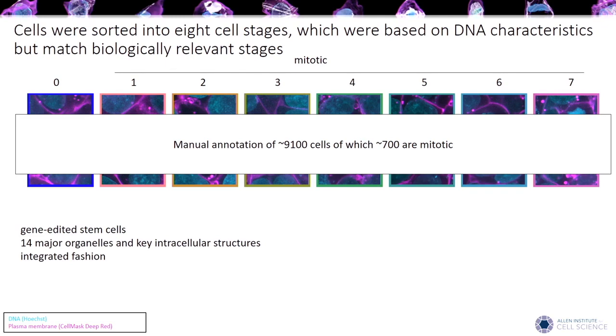And we're really excited about these data sets because we have endogenously tagged gene-edited lines. So we have a stable cell, it is non-transformed, and we have an endogenously tagged protein that we now can look at. That means we don't have any overexpression artifacts. Also, we have 14 major organelles and key intracellular structures in our data set. So instead of looking at just 1 or 2 structures at a time, we can look at a large variety of organelles and structures in the cell and hopefully integrate them to really understand the physical organization.